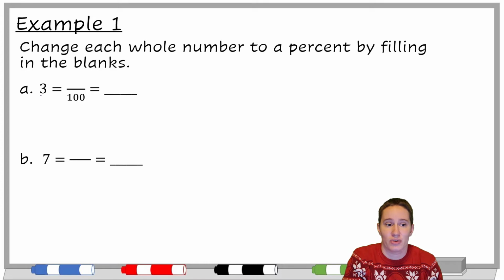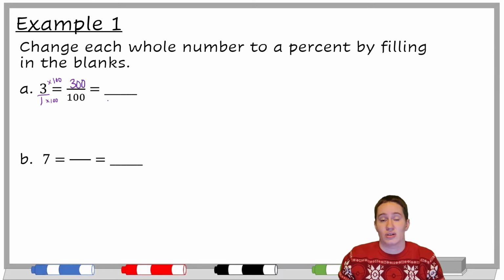So here we have 3 equals something over 100. Well, how do we figure that out? One way is to say, I'm going to put this over 1, and I'm going to think about what does it take to go from 1 to 100. I would have to times by 100, right? Thinking about kind of like how we get common denominators. So that means that we're going to have to times the top by 100 as well. So we get 300 on top.